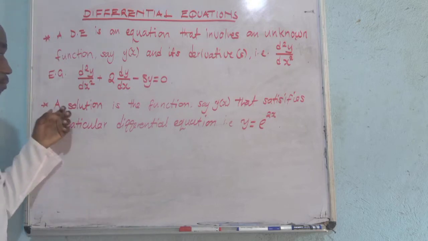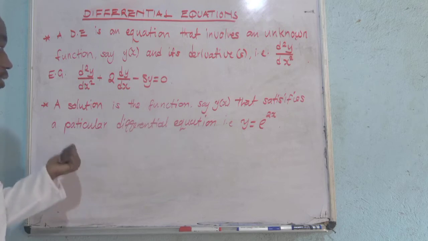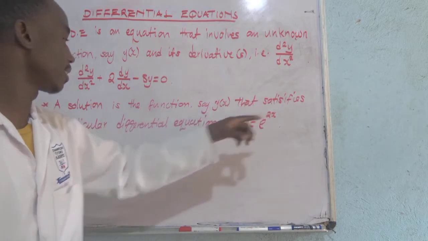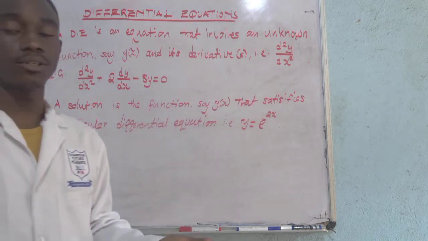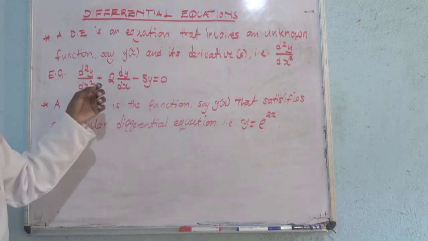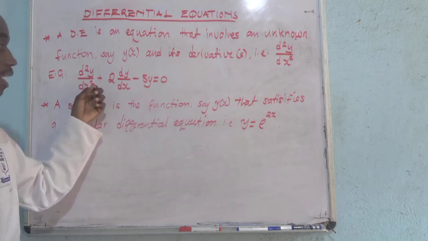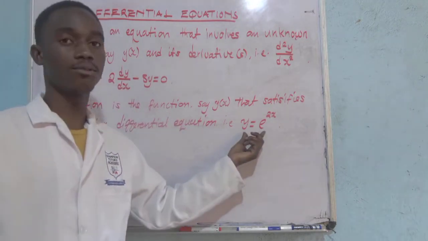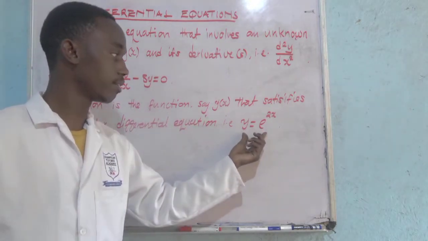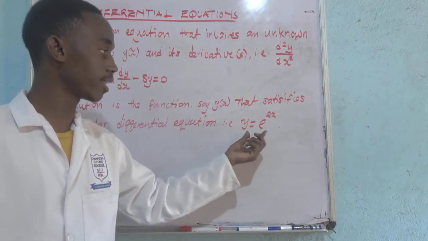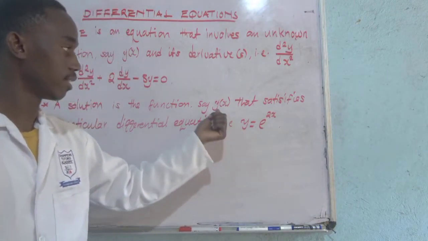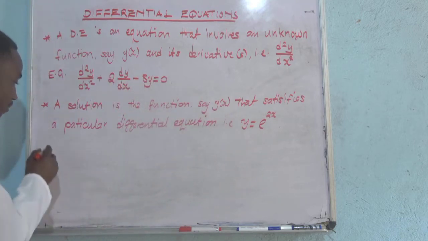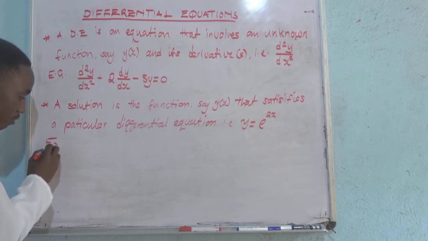And then here we have what is called a solution. What is a solution? A solution is the function, let's say y of x, that satisfies a particular differential equation. If you have this as your differential equation, then the solution would be the function y of x. Then we can verify, to check whether this function y of x is the solution to this one. So, an example.